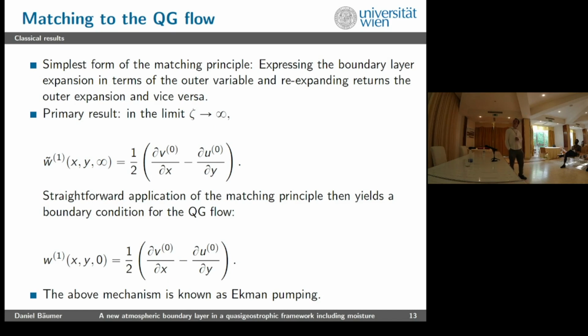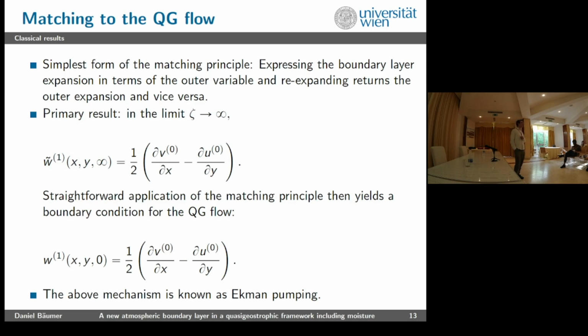And now I won't write down explicitly all of the resulting equations. Basically, we just have added terms in the horizontal and vertical momentum balances. And then the real task, the real challenge, is to match this boundary layer flow to the QG flow. So how do we do this?